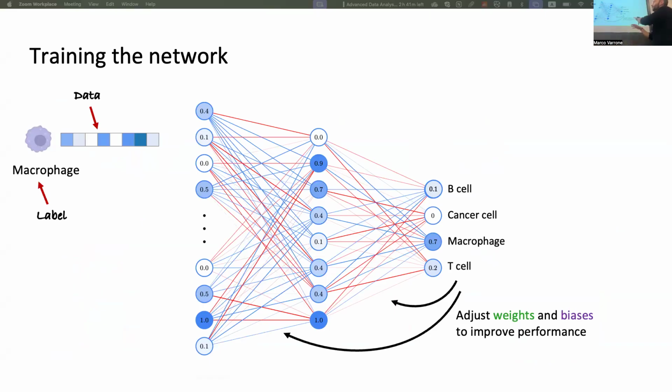And so what happens basically is that you're going to provide the input data to the neural network. It's going to try to predict which cell type it is based on the input data. And then based on how well or badly it scores, the way the neural network works is that it adjusts the weights and biases to try to make the prediction as close as possible to the real label that you have. So it's going to try to change the weights and biases to be able to get macrophage, in this case, as high as possible, and all the others as low as possible.